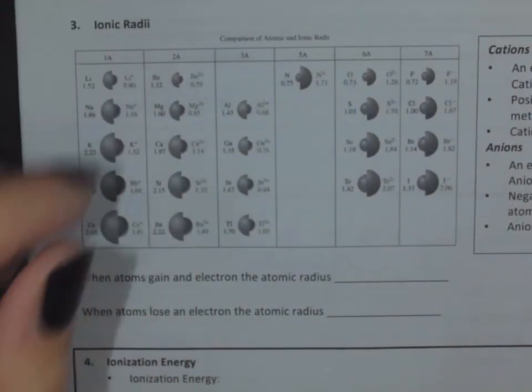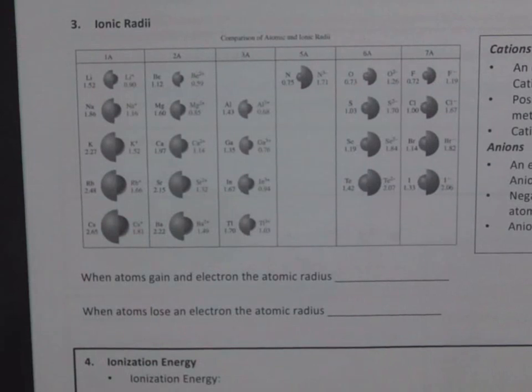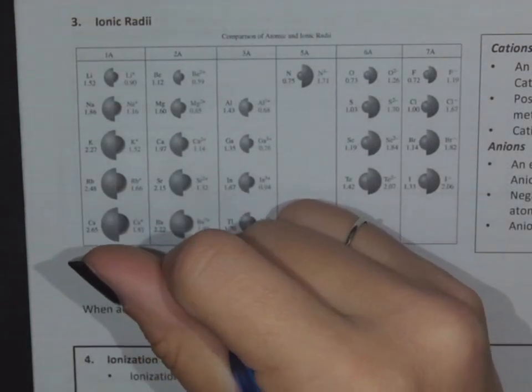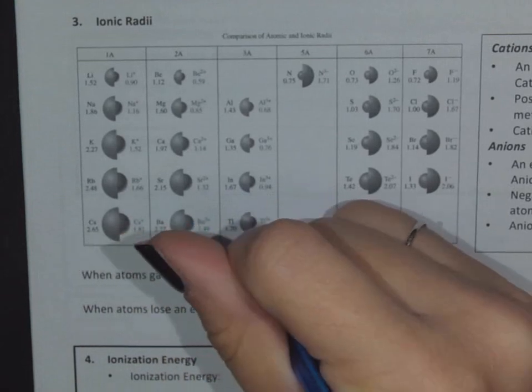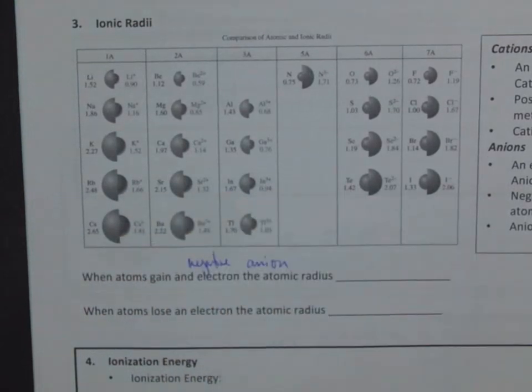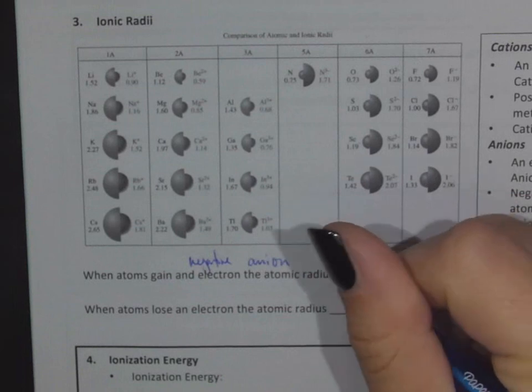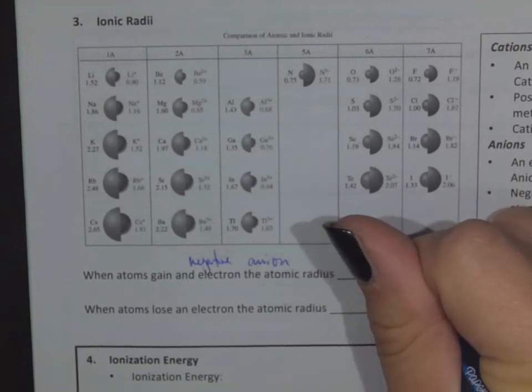Now, we were looking at radius of neutral atoms, but what if it's not neutral? Like, what if an atom gains an electron? Well, that would make it a negative anion, right? Like those ions that are negative, those are anions. And turns out when you gain an electron, the atomic radius gets bigger. It will increase.